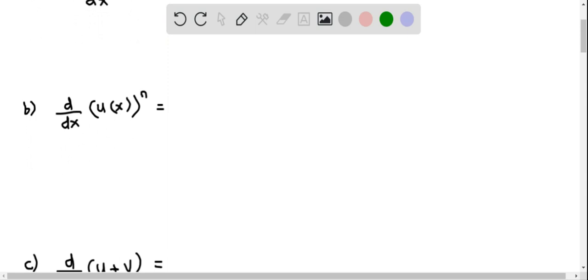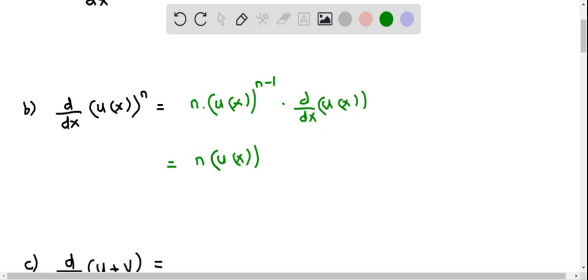Now let's do the part B. And here we have to differentiate u of x raised to the power of n. So basically first we have to apply the power rule, and when we do that we put n in front, and then u of x raised to the power of n minus 1, and then we multiply with the differentiation of the u of x. So we write differentiation of u of x. So the next step, we can rewrite this as n times u of x raised to the power of n minus 1. In fact, we rewrite this simply as d by dx of u of x, or d of u of x over dx.